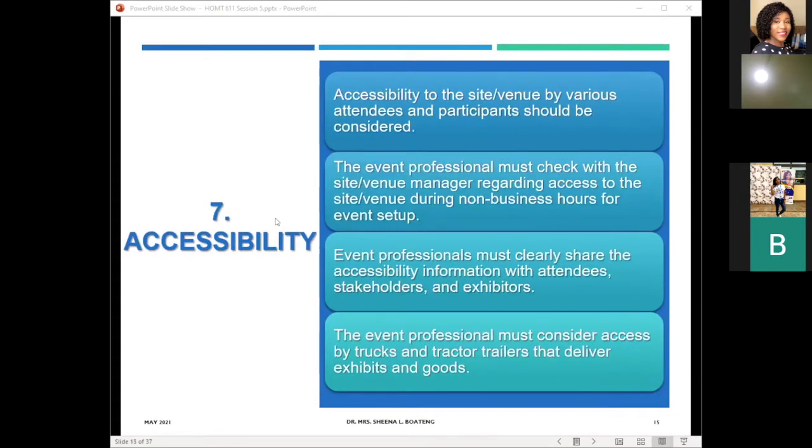Accessibility to the site is also important. You need to choose a site that a lot of your attendees, or the majority of your attendees, can access from their point of origin. So you have to be able to check with the manager of the venue regarding access to the location during business and non-business hours by various means of transportation.